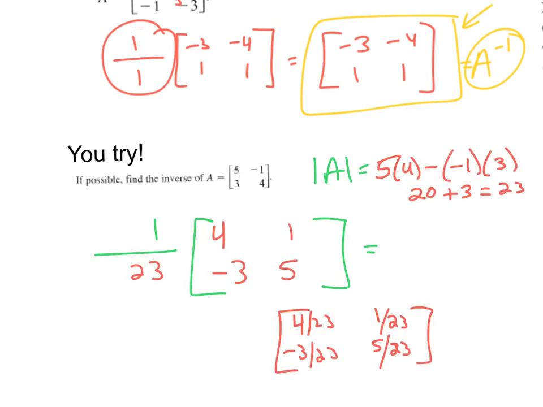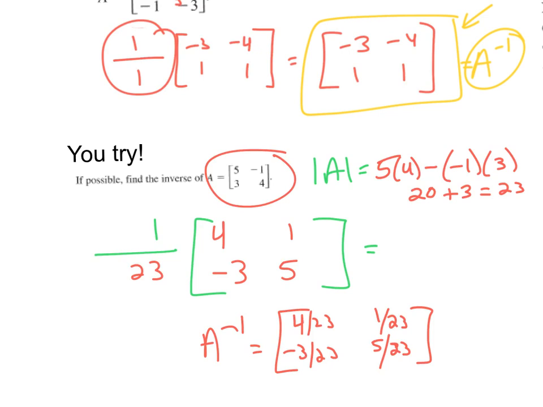All right, guys, notice the inverse, which is right here, is not beautiful, okay? Because you have to distribute a weird looking fraction through, which is totally normal. Just be careful. If you can simplify the fractions, do so. But in this case, you don't have to, because 23 is not divisible into any of those. And again, you can verify by multiplying your original matrix by the inverse, and you should get the identity back.